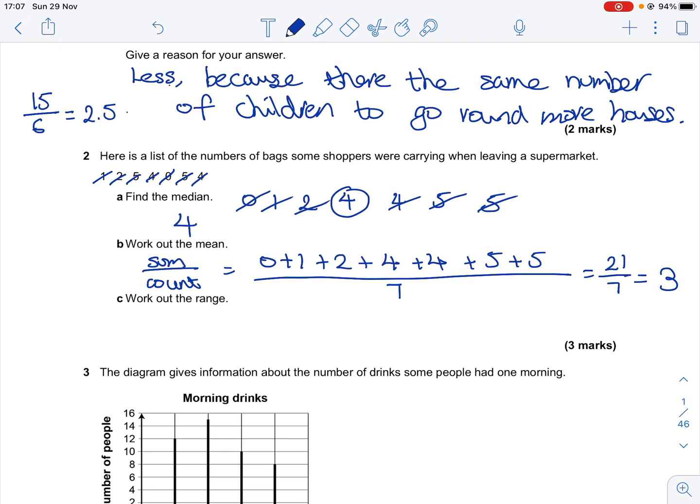Then work out the range. Remember, the definition for range is max minus min. So the biggest number, which is 5, and the smallest number is 0. So we have a range of 5.